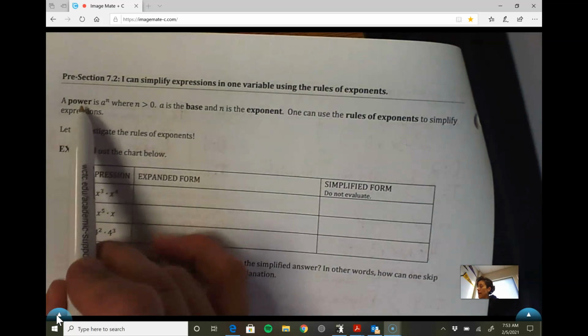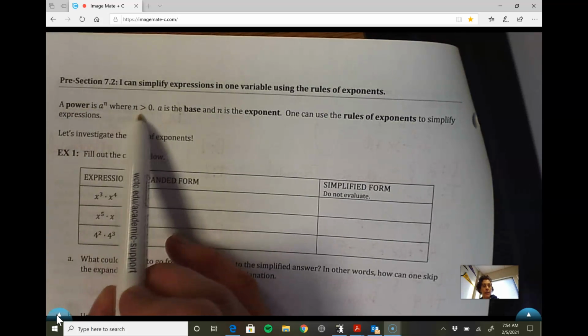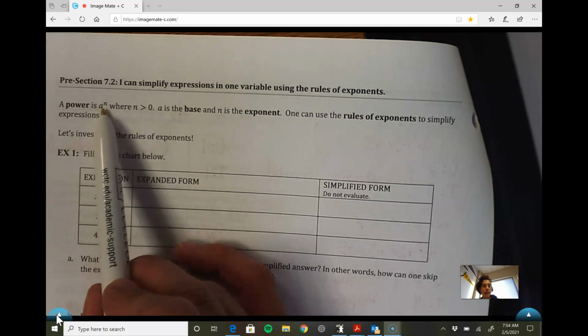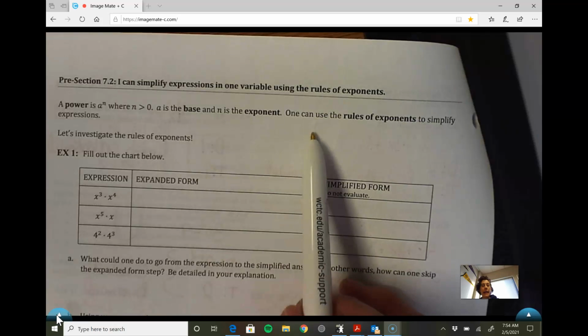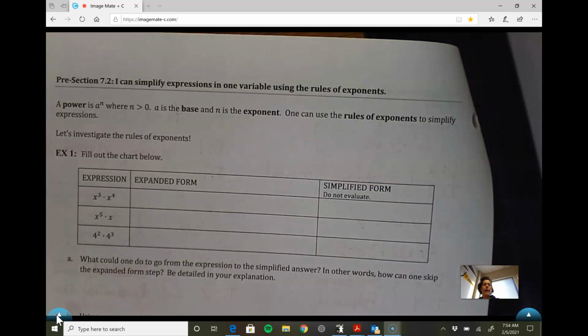What we're going to talk about, just reading what's at the top, is that a power is a to the n, where n is bigger than 0. Now, it is possible that n might be smaller than 0, a negative number, but just understanding the parts, a is called the base, n is called the exponent, and we're going to use the rules of exponents to start simplifying them. Multiplication is a shortcut for adding the same number over and over again. And so what exponents do is a shortcut for multiplying the same number over and over again, or even dividing the same number over and over again. So that's what we're going to take a look at.